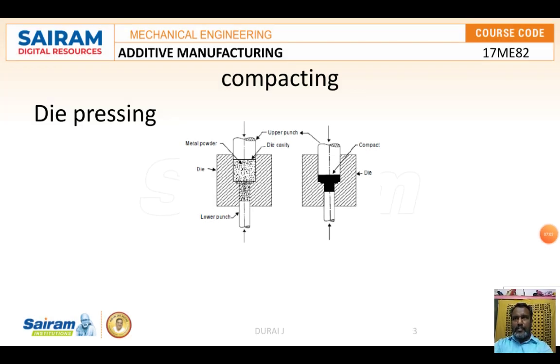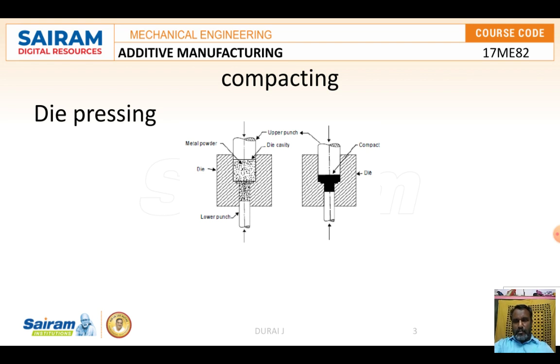In single action die compaction, it is used to manufacture flat thin parts such as washers, thin rings, and so on. The lower punch is stationary during the application of pressure by the motion of the upper punch, acting from one direction only on the powder placed in the cavity.